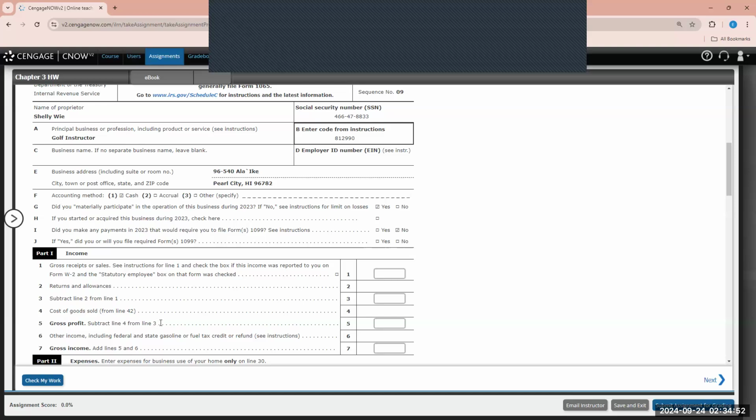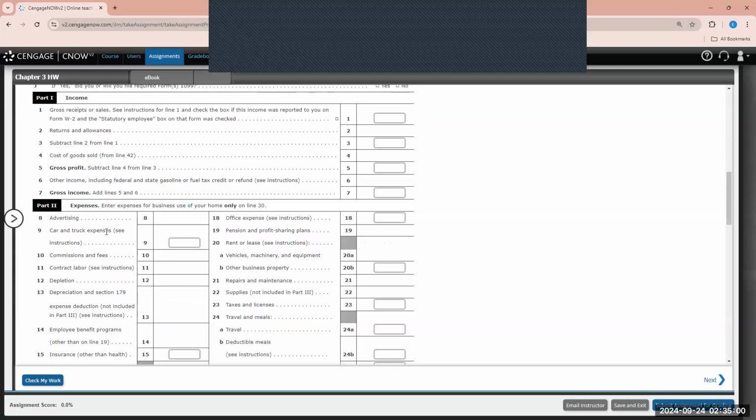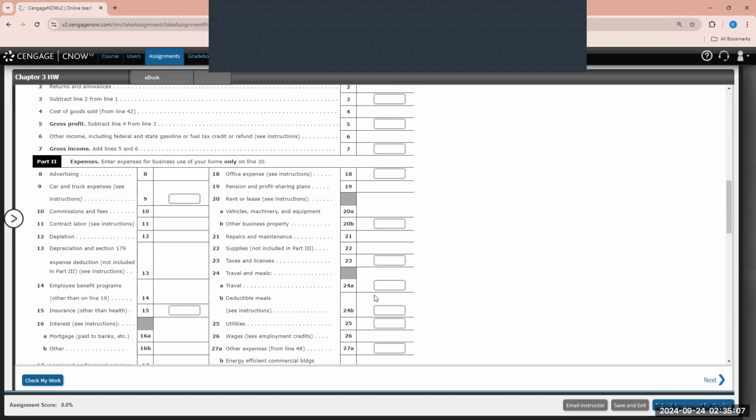From there, you get gross profit. And 6 designates any other income that might have been received. 7, you get your gross income. And then in part 2, it basically lists all of the expenses. So, they have line items from 8 through 26.